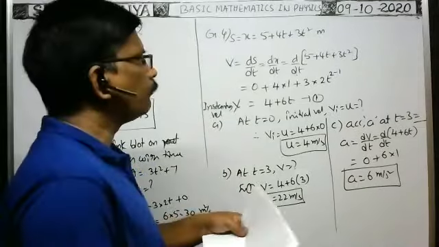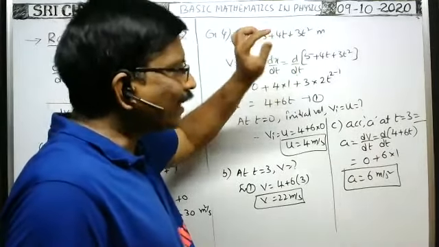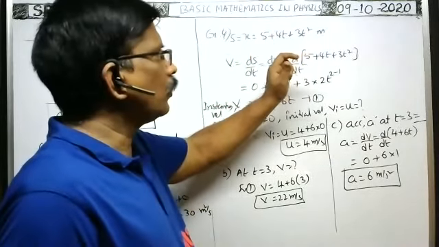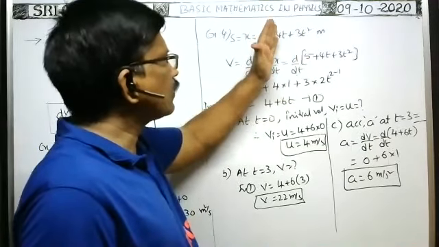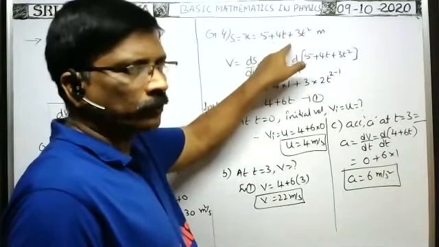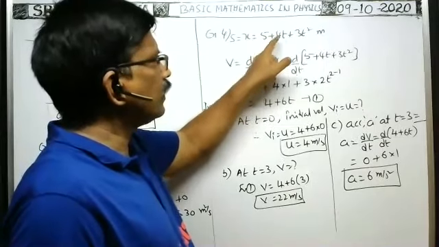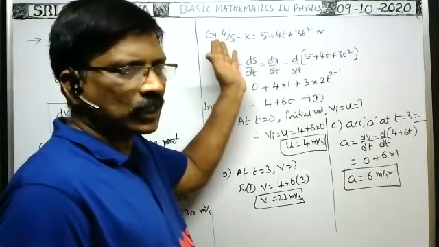Suppose from this formula, if you want to obtain the distance traveled in only the nth second, not n seconds. Suppose you want the distance traveled in the 2nd second, you find the distance traveled in 2 seconds and subtract the distance traveled in 1 second. For the distance traveled in 2 seconds, you put t is equal to 2, then you find the x value. For the distance traveled in 1 second, t is equal to 1, you substitute here, you find the distance traveled in 1 second, that is say s1.